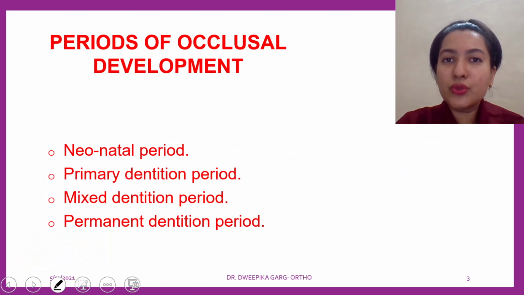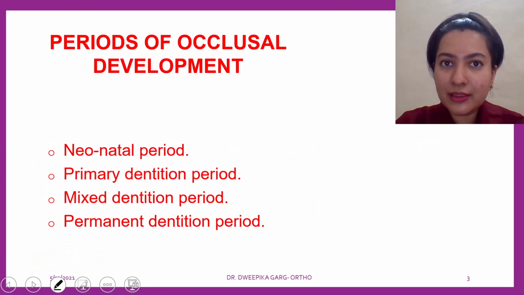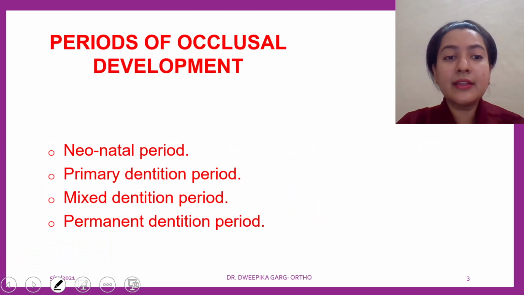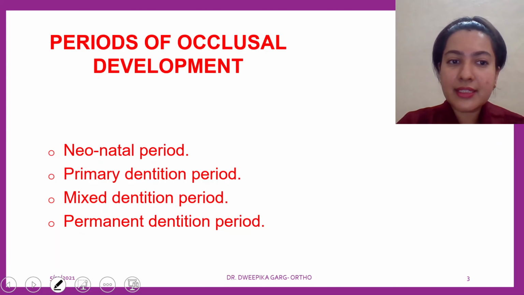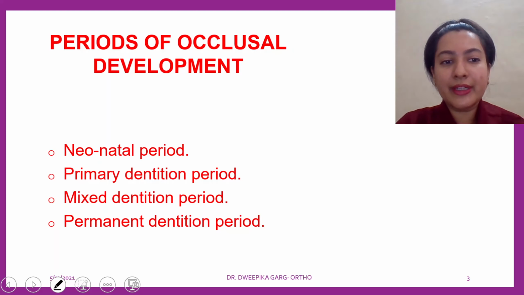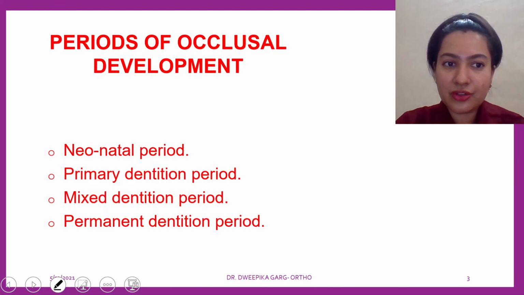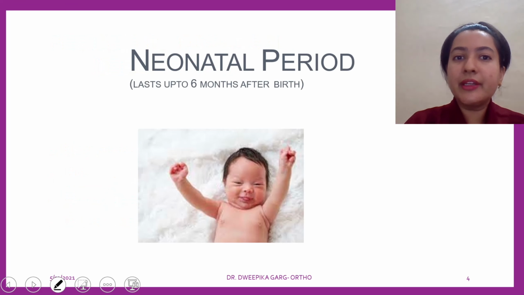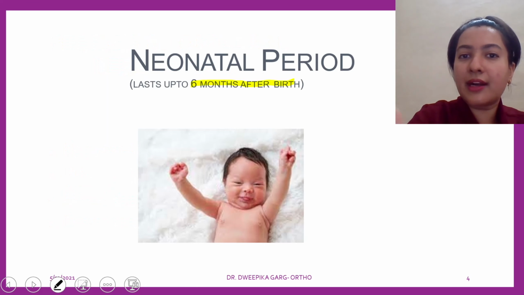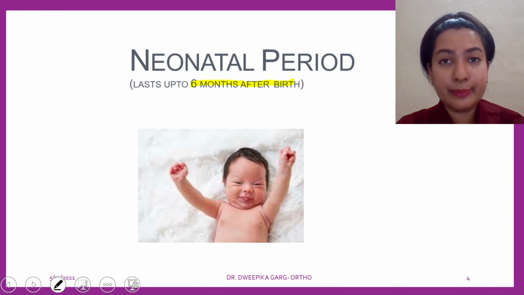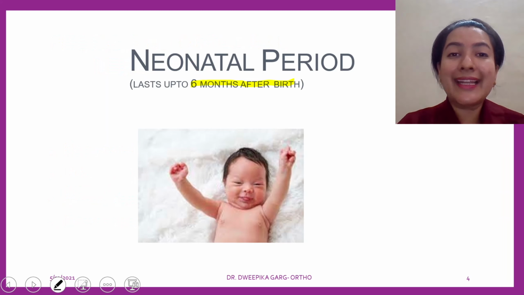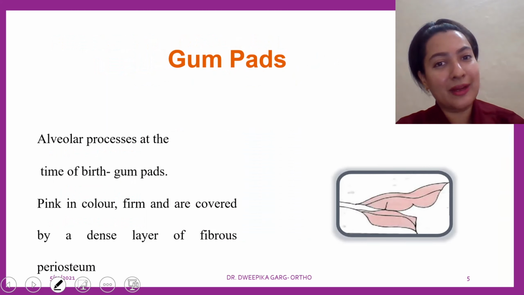Now, period of occlusal development. We all have read this in ortho as well as in periodontics. There are four main periods, that is neonatal period, primary dentition, mixed dentition and permanent dentition. To start with neonatal period, we know that it lasts up to 6 months after birth. So that is the neonatal period. And the main characteristic of neonatal period is your gum pad.